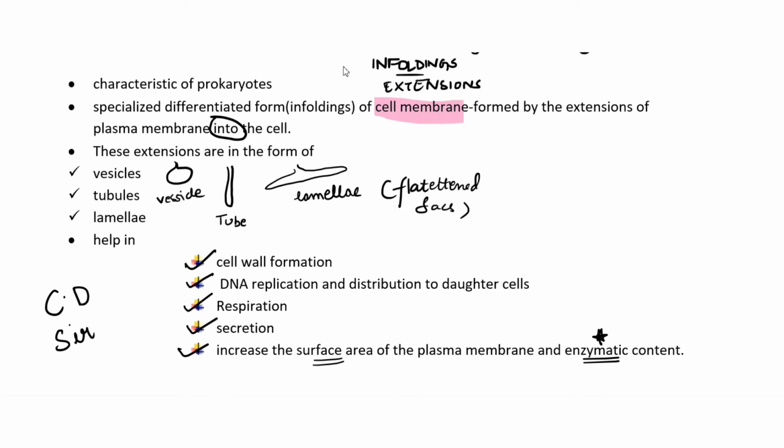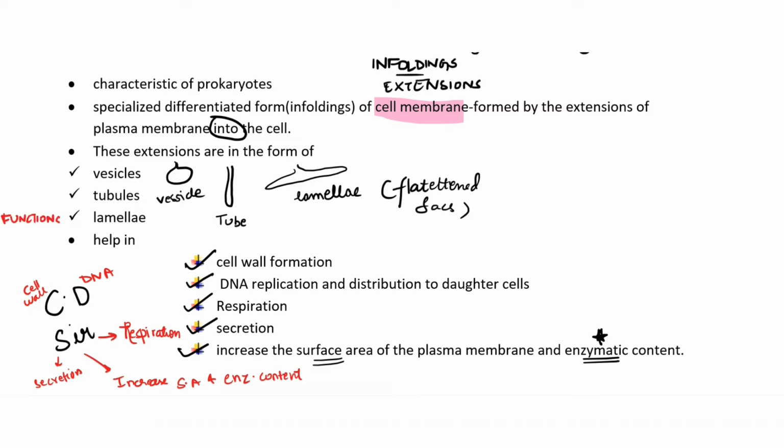So how will you remember the functions of mesosome? So here I am with the trick. CD SIR. Okay, you can remember with this mnemonic. C, cell wall. D, DNA. S, secretion. I, increase surface area and enzymatic content. And R for respiration. So with this trick you can remember the functions of mesosome very easily.